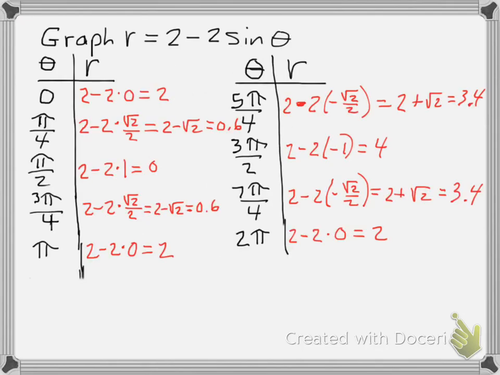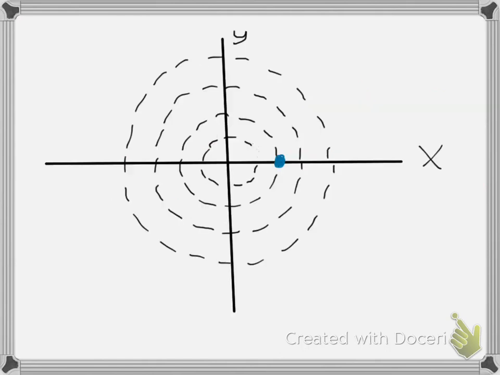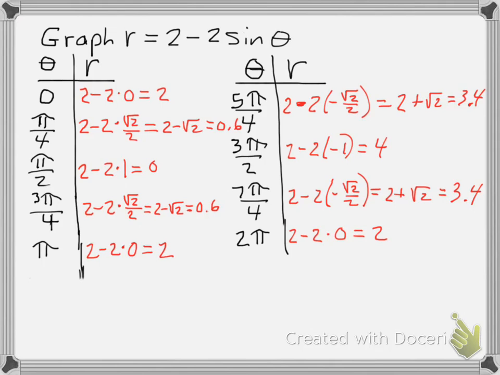My second point will be at pi over 4 for theta, that's 45 degrees, and I'll be 0.6 away from the origin. So at 45 degrees, I'll be 0.6. So that's not quite 1. So each of these circles increases by 1, so I'm going to be right about there, approximately.